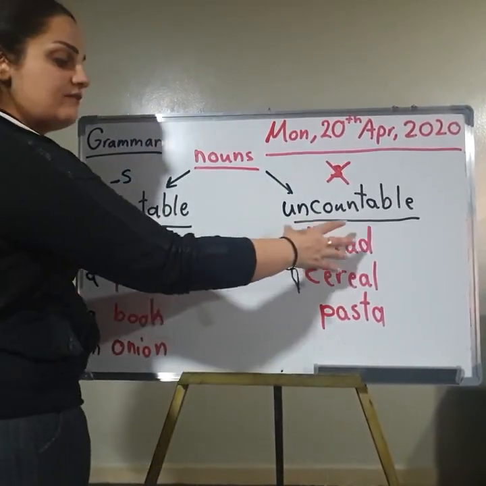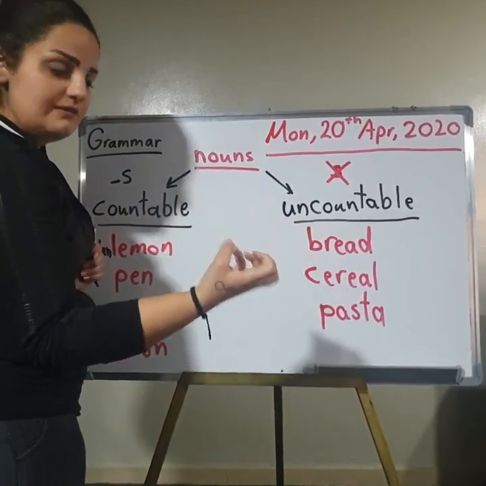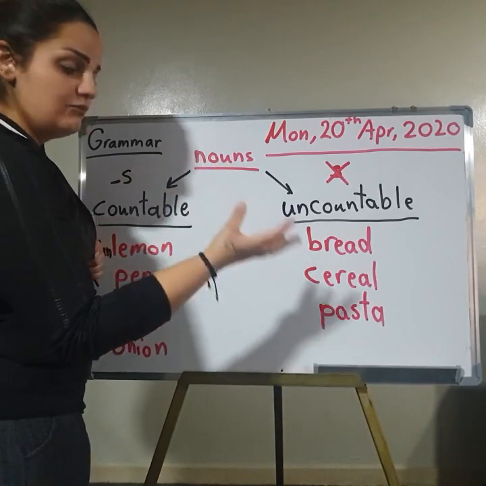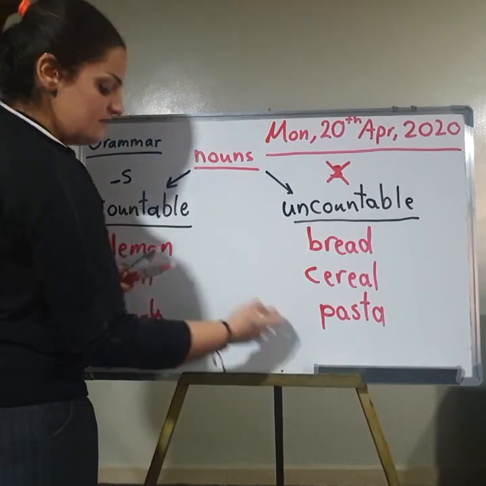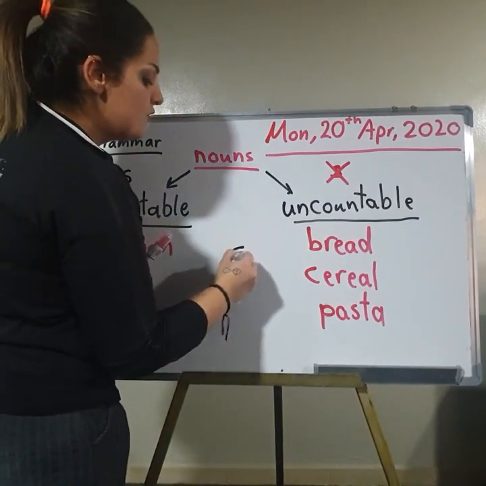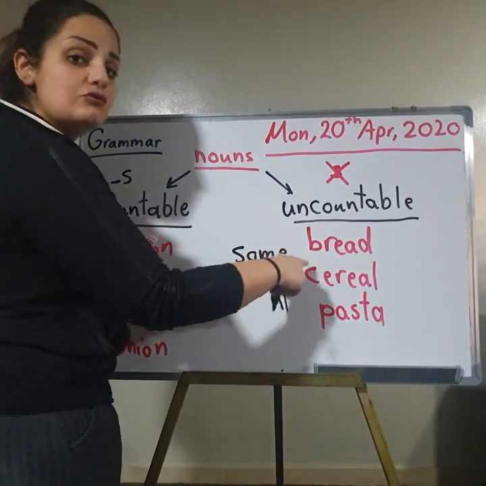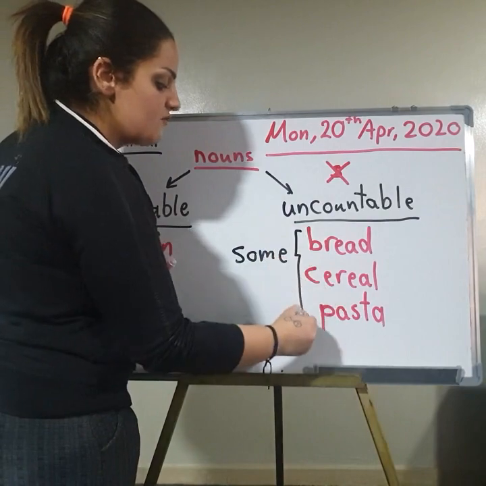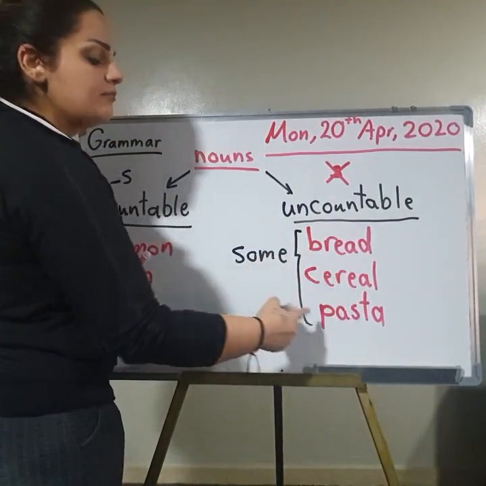But here, if I don't have a number, if I don't have a quantity, okay, I don't know how to count them, or I don't have a number, I use, before these nouns, the word some. With using some, I don't know the actual number of these things. I don't know their number. So I say some bread, some cereal, and some pasta.